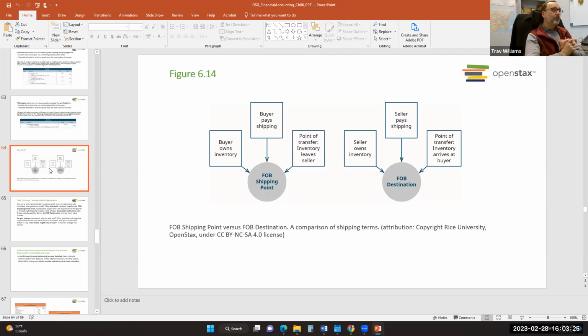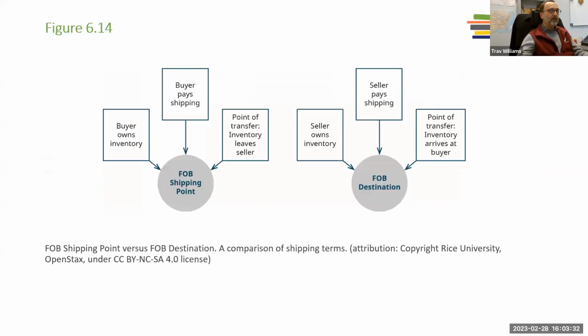So this graphic is helpful because we are going to deal with some shipping costs, and this will help you remember when the buyer pays for the shipping costs, when the seller pays for the shipping costs. So FOB shipping point, FOB, by the way, stands for freight on board, okay? So just keep that in mind. FOB shipping point means that the buyer is responsible for the shipping costs, and the buyer owns the inventory from the time it leaves the shipper.